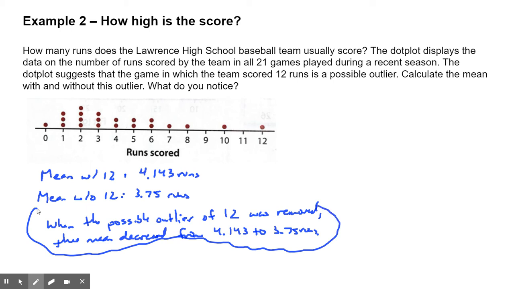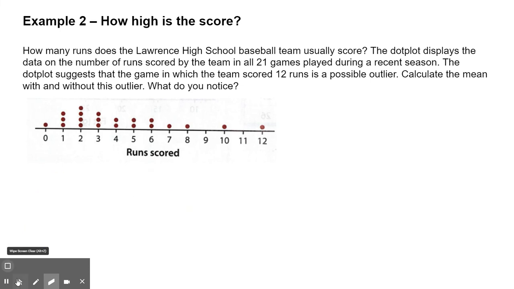So thinking of it in a reverse fashion, when 12 was included, the mean was a little bit higher. But once you took that high outlier away, that 12, your mean shrunk. It went away from the 12. Okay. Hopefully, you didn't think the mean was going to stay the same. All right. So, what does this mean?